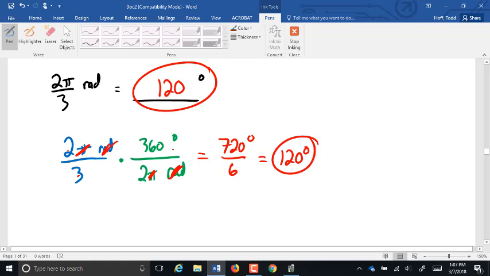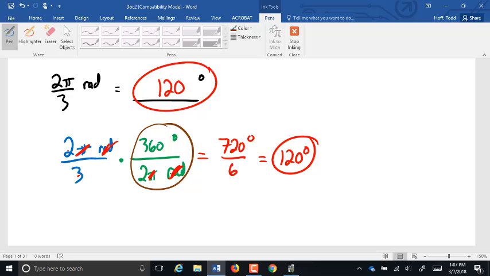Now, a lot of textbooks use instead of 360 degrees over 2 pi radians, they divide out the two. They use 180 degrees and pi radians. It's a little bit simpler, but I always remember it that way because both of them are a full circle, so I know they're equivalent.